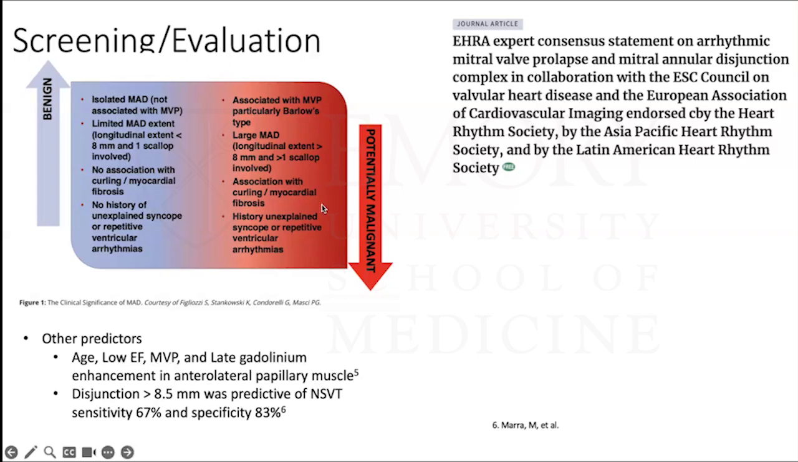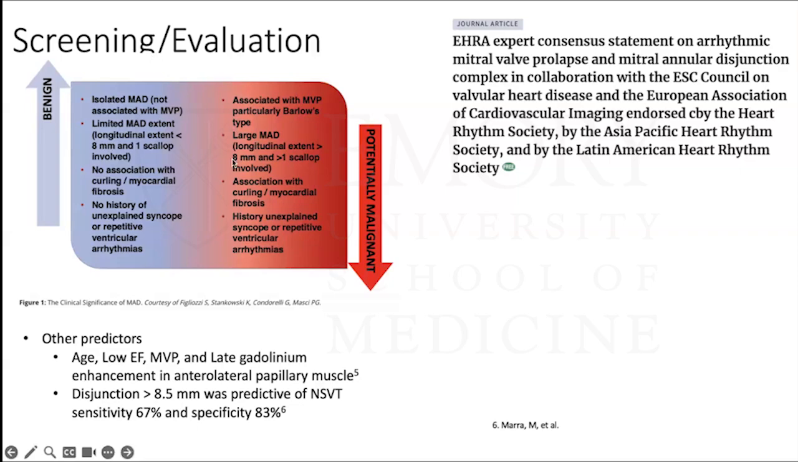The interesting thing, which I think is the first point right here, is that in the benign category is isolated mitral annular disjunction not associated with mitral valve prolapse. And what I thought was so interesting was that the central figure in the study before basically said the opposite. But in these study reviews that have since come out, these 19 reviews, even though most of them are retrospective, most of them have actually shown that having mitral valve prolapse is a higher risk phenotype, whereas in that initial study, it didn't.